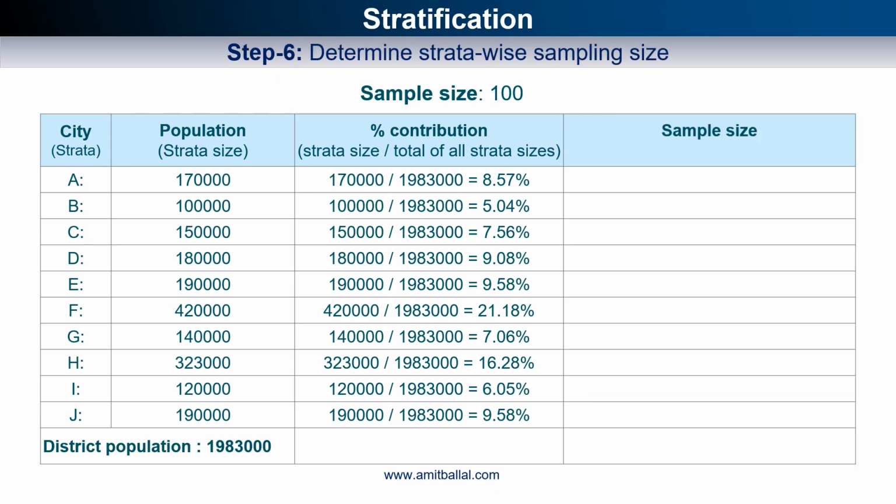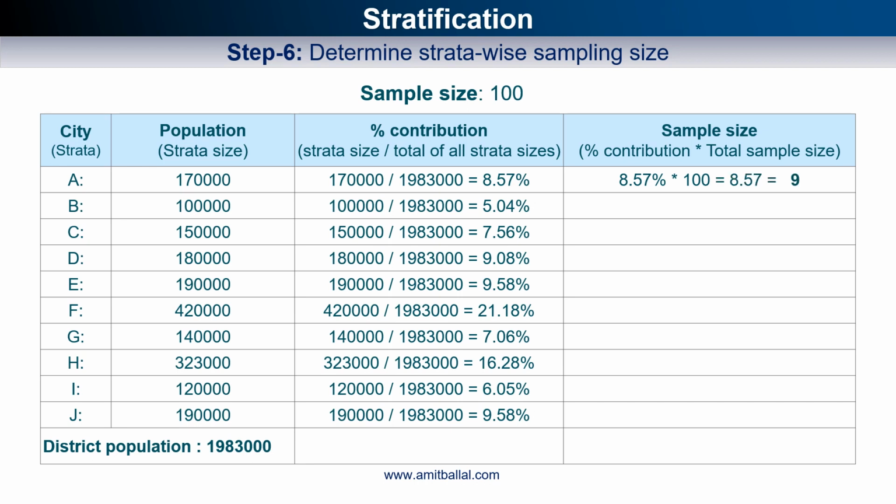Step 6 is to determine the sample size, that is, samples to be collected from each of the strata. The strata are cities as per our example. To calculate sample sizes, we need to multiply the percent contribution by the total sample size. For example, 8.57% was the percent contribution of strata A, that is, city A's population contribution in the district. We will multiply it by 100, since the sample size we determined is 100.